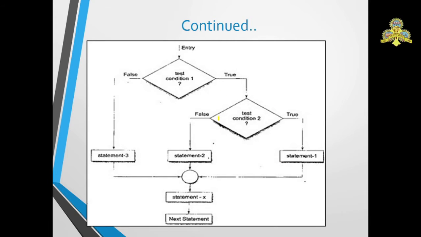This is the flowchart given for nesting of if-else statements. See here, this is the entry part for decision making. This symbol is called decision making. These three symbols are called processes. In a decision making symbol we test conditions. Using the if statement, we test different conditions.